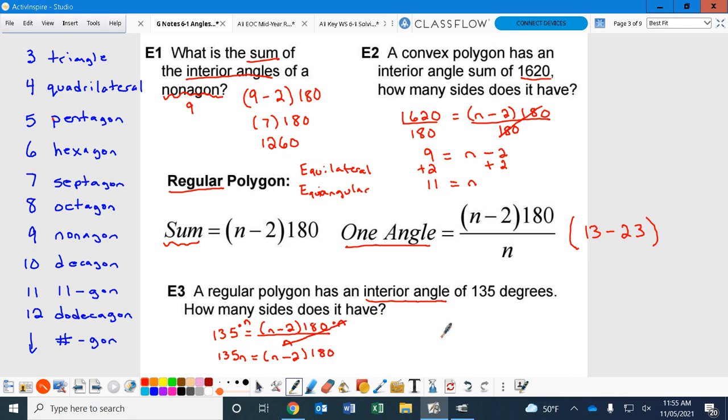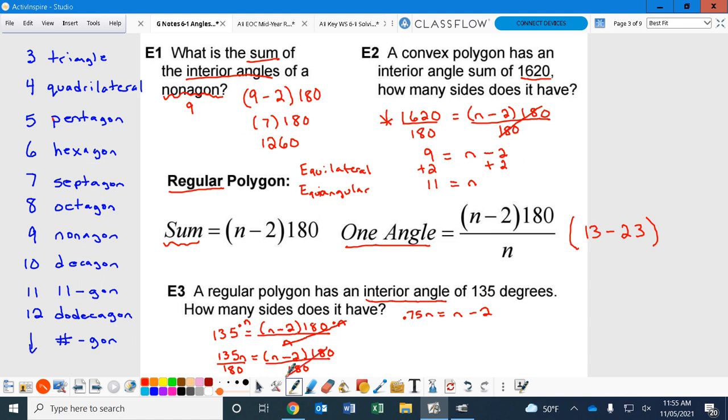Guys, just like we did on the other, it's exactly like this one now. You do the exact same steps now. So how did we get rid of the 180? What's the opposite of this multiplication? Division. Divide by 180. That's going to make it a decimal. I don't know what it is. Y'all have to tell me. 0.75. Sorry, that's me not hearing. 0.75n equals n minus 2.